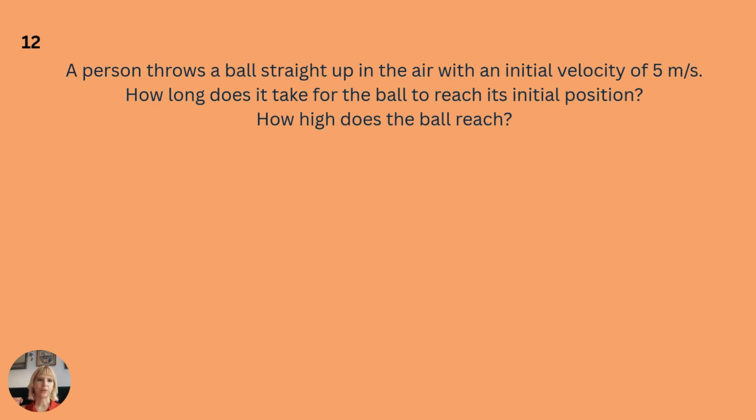Example 12. A person throws a ball straight up in the air with an initial velocity of 5 meters per second. How long does it take for the ball to reach its initial position, and how high does the ball reach?